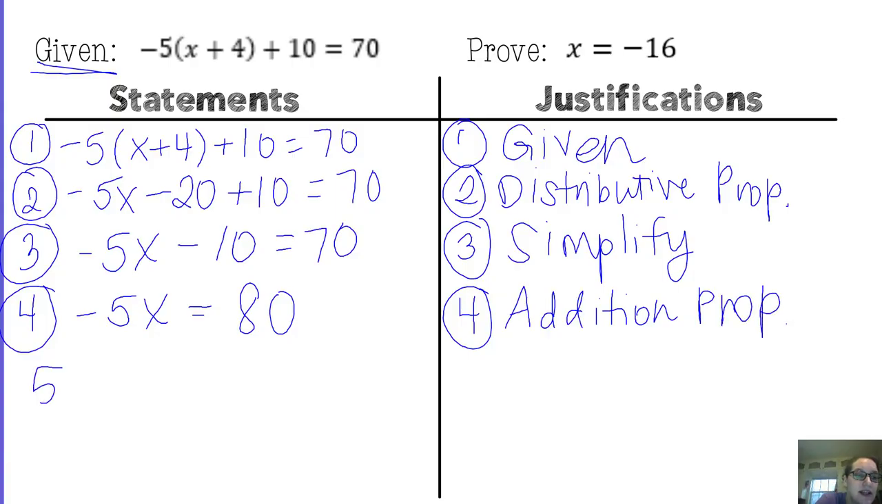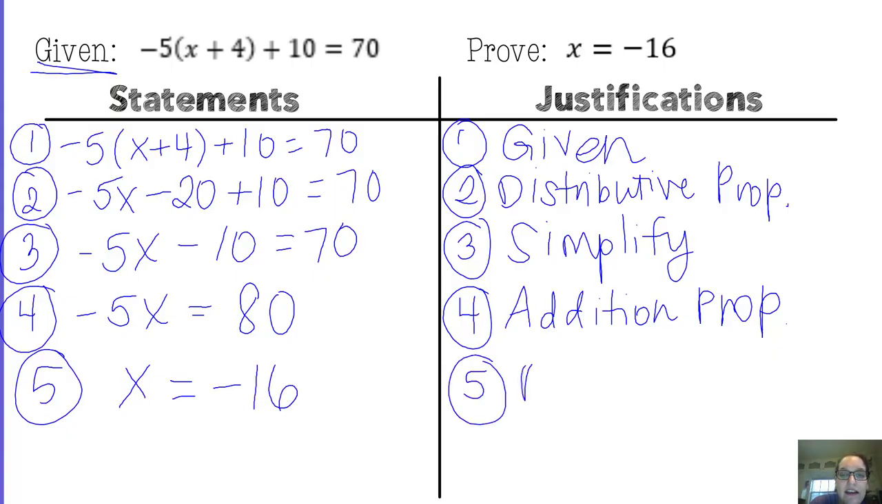And then finally, my last step, I want to get x all by itself. This pesky negative 5 is stuck on it. Those two numbers are multiplying. Negative 5 and x are multiplying with each other. The opposite of multiplication is division. So I'm going to divide both sides by negative 5. And 80 divided by negative 5 is negative 16. And that is the division property.